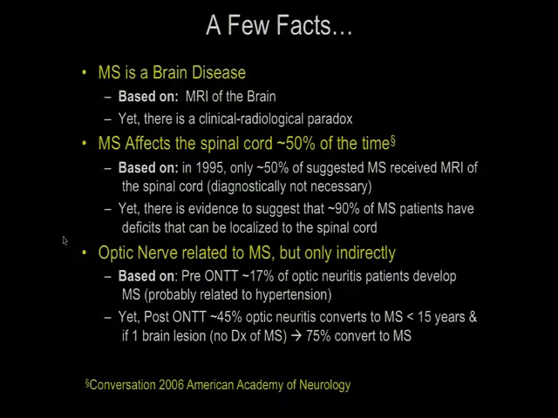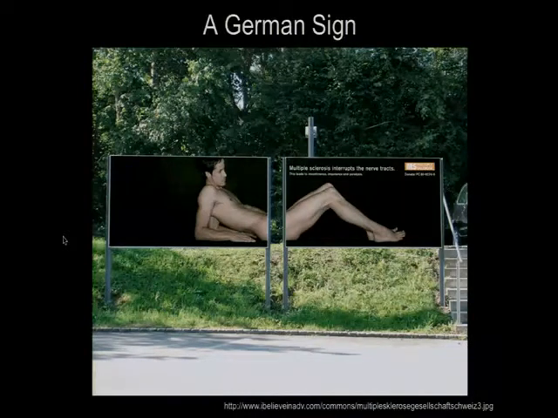What we want to know is why. Can we take a person off the street who has optic neuritis, image them with a select set of techniques, and say, yes, you're going to develop MS, or no, you're not? That would be really nice.